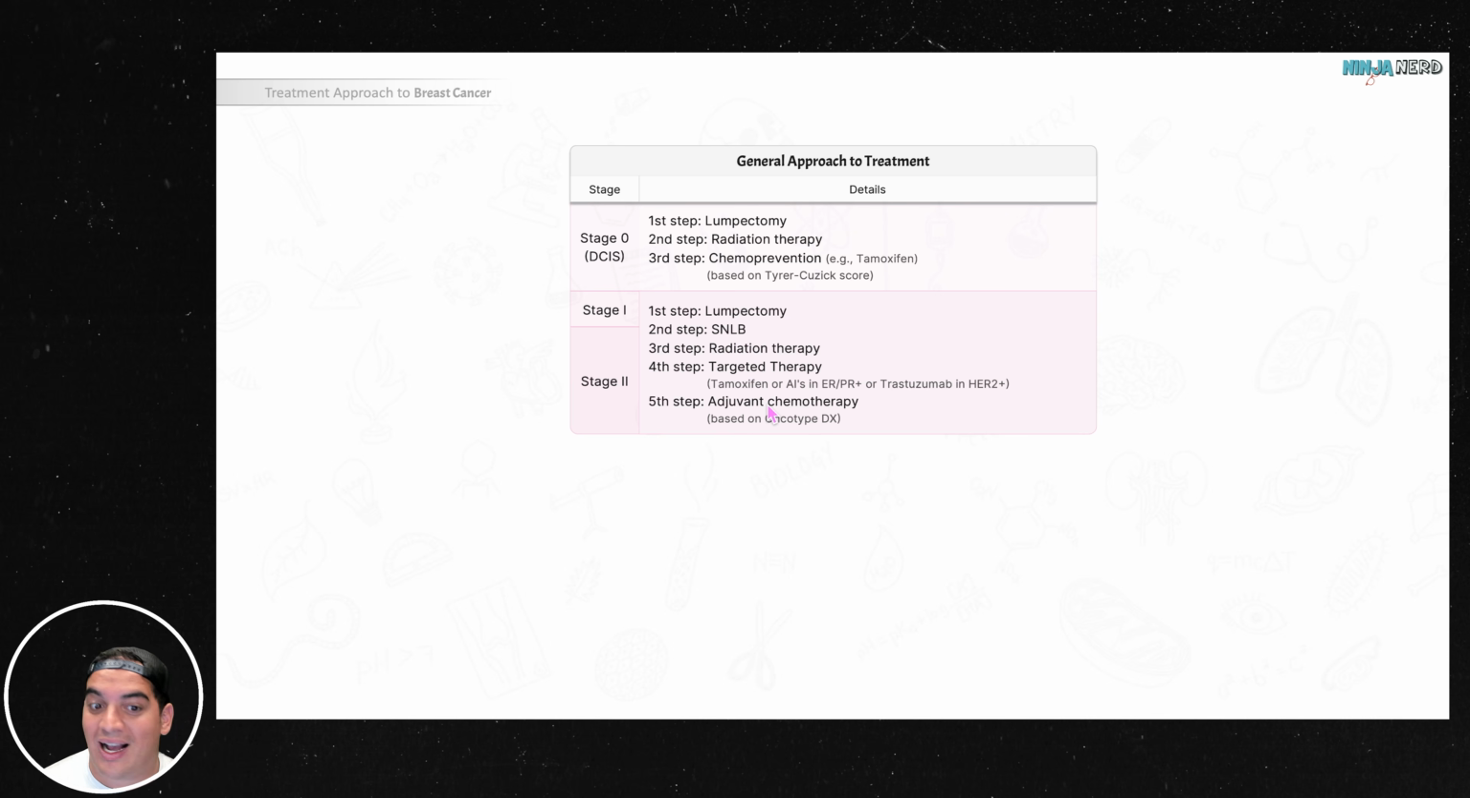If a patient has HER2 positive breast cancer, we'll do lumpectomy, sentinel lymph node biopsy, radiation therapy. We'll start them on trastuzumab, and we'll add on an adjuvant chemotherapeutic agent. So those are the kind of things where we would add that on. It's based upon the oncotype diagnosis.